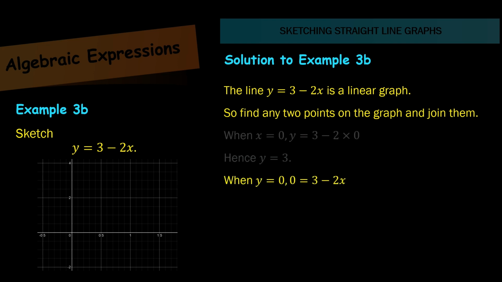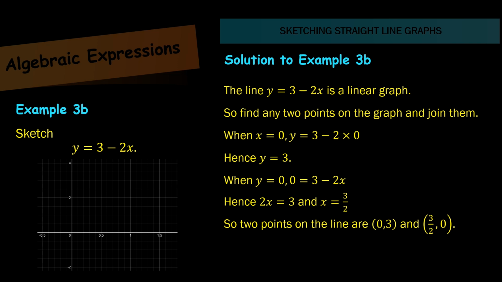Now when y is 0, plug in the values again, as shown. Then rearrange to give 2x equals 3. And finally divide by 2 to give x equals 3 over 2. So the 2 points on the line are 0, 3 and 3 over 2, 0. As you can see, we've plotted both of these on our graph. We simply join the points and we have our line.